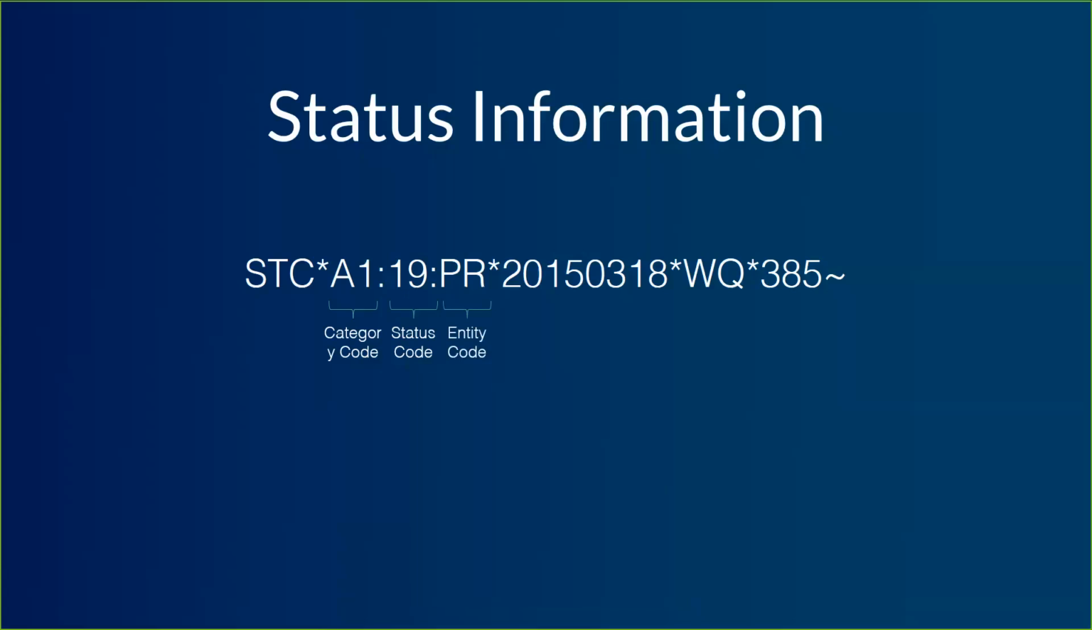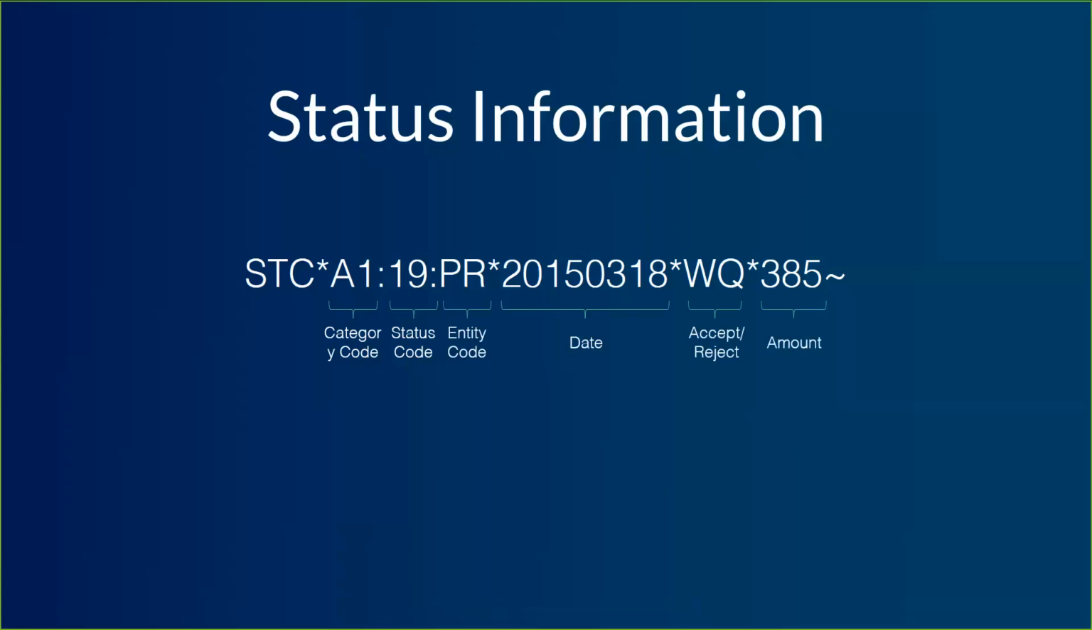In the STC02, we have a date. And then the STC03 is actually another accept-reject code. It doesn't get into as much detail as the category code that we saw earlier. It's just going to say accept or reject, essentially. And then the last position there is the dollar amount affected by this STC segment.